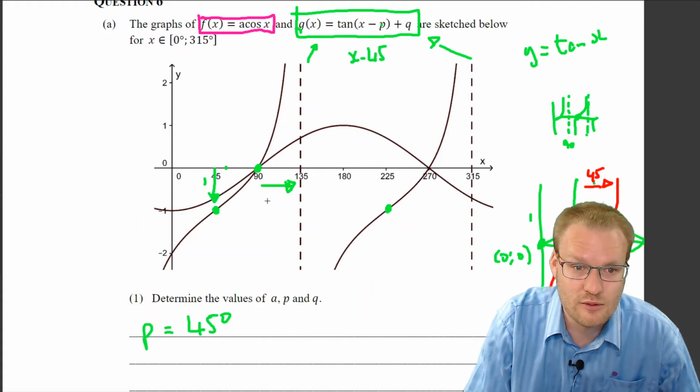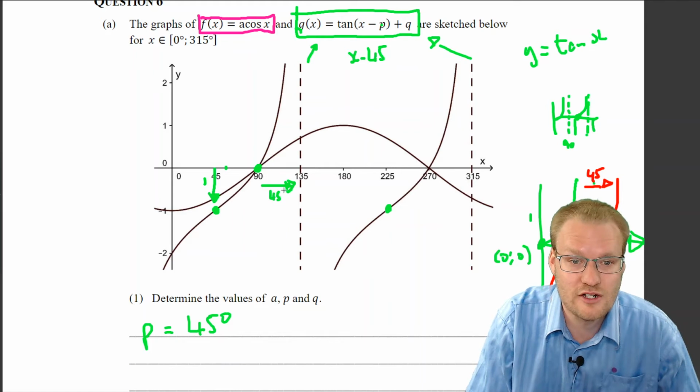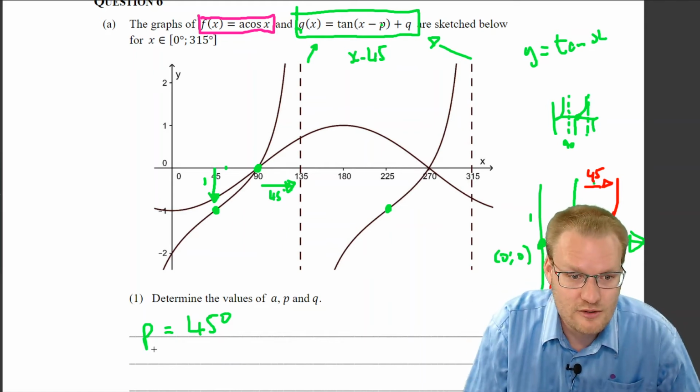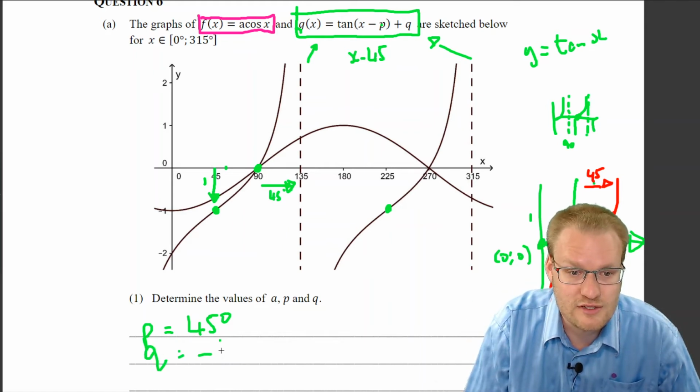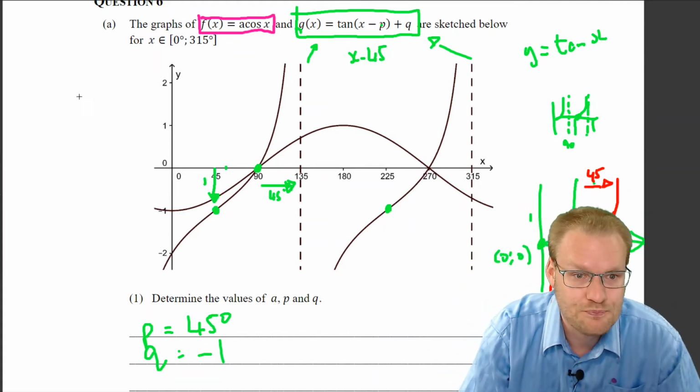Must have moved down by 1. So it's moved across by 45 degrees, and it's moved down by 1. So therefore our Q value is -1. It's moved down by 1.